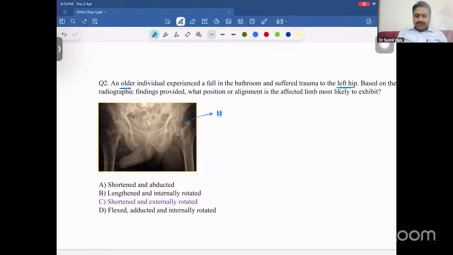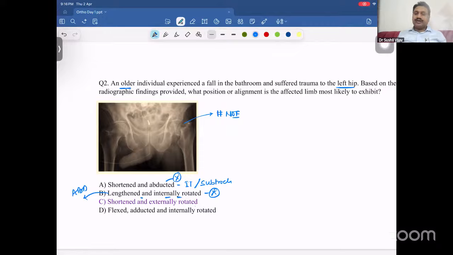Is a fracture neck of the femur, right? In fracture neck of femur, what is expected? Shortened and abducted? Abducted is never the case here, right? Abduction is seen when there is an intertrochanteric fracture or subtrochanteric fracture, right? Lengthening and internal rotation doesn't usually match, right? If it is lengthening, it means abduction deformity. Abduction with internal rotation doesn't match any of the trauma situations, right?